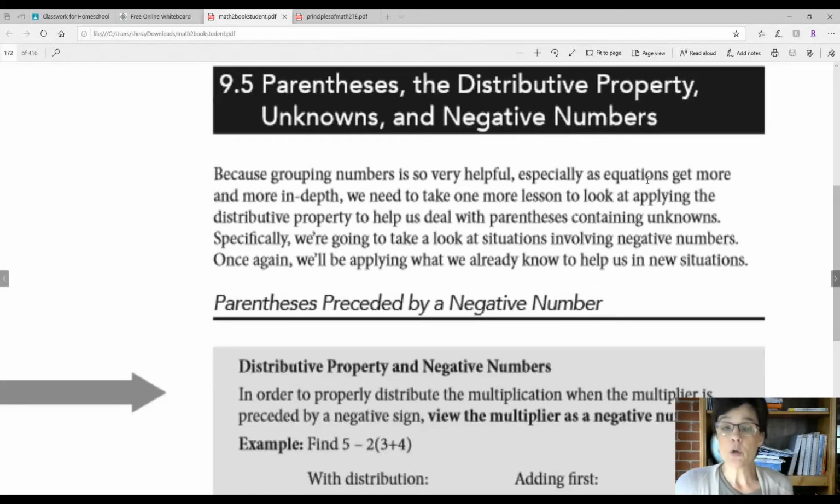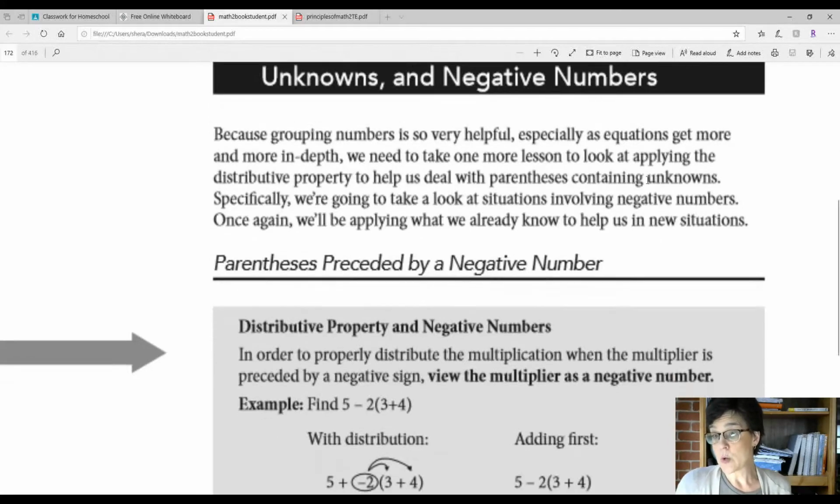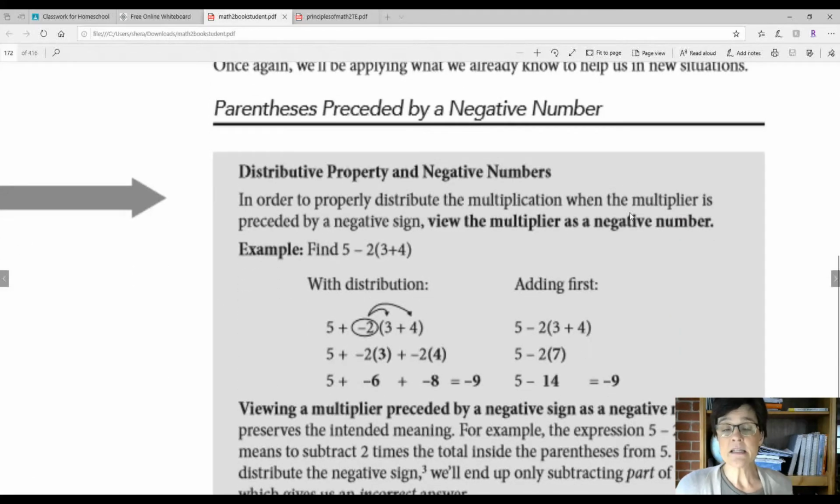Okay, so because grouping numbers is helpful, especially as equations get more and more in depth, we need to take one more lesson to look at applying the distributive property to help us deal with parentheses containing unknowns. Specifically, we're going to take a look at situations involving negative numbers. Once again, we'll be applying what we already know to help us in new situations. Okay, so this is parentheses preceded by a negative number. This is the distributive property with negative numbers.